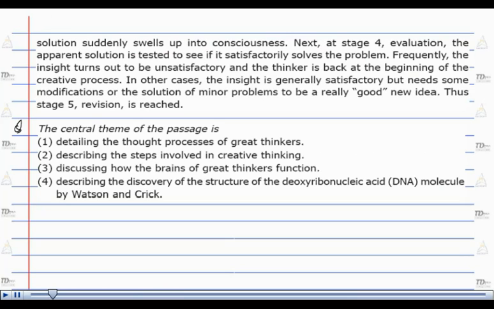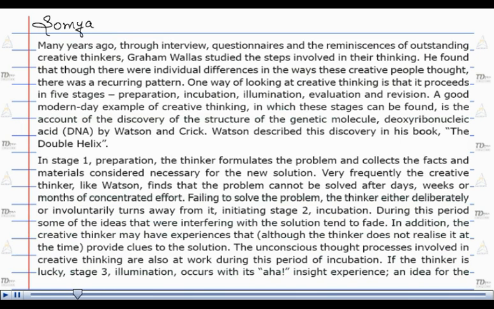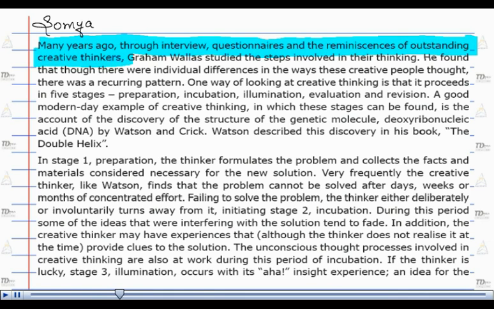The central theme of the passage is... Now for the solution, let us first check out paragraph number 1. Here in the paragraph, the referencing has been done to show the central theme of the passage. Many years ago, through interviews, questionnaires and the reminiscences of outstanding creative thinkers, Graham Wallace studied the steps that are involved in their thinking. Here, the referencing is being done on the steps involved in creative thinking, and the whole passage is dedicated to this particular thought.